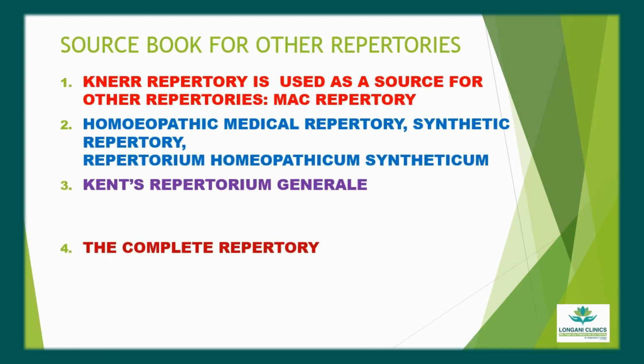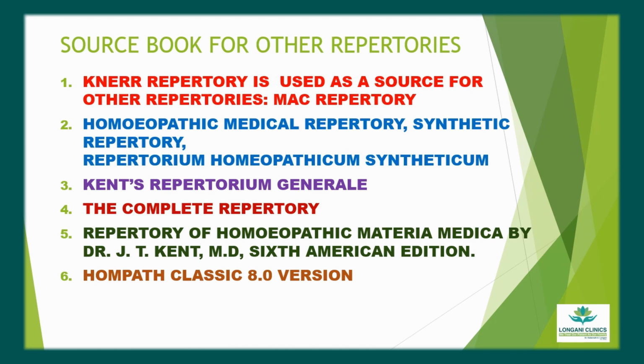Source book for other repertories. Nair's repertory is used as a source for other repertories. For example, MAC repertory, homeopathic medical repertory, then synthetic repertory, then Repertorium Homeopathicum Syntheticum. Third, Kent's Repertorium Generale. Fourth, the complete repertory. Fifth, the repertory of homeopathic Materia Medica by J. T. Kent, MD, 6th American edition. And the sixth, Homeopathic Classic 8.0 version.